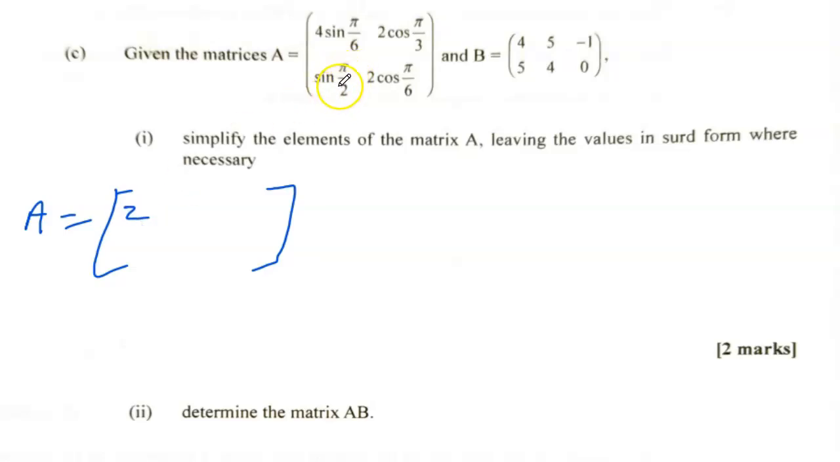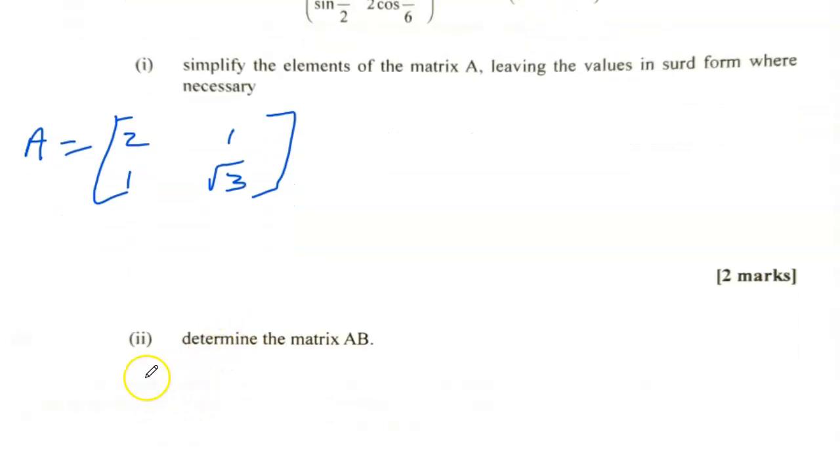Sine pi over 2 is the equivalent of 90 degrees, and sine 90 is 1. Pi over 3 is the equivalent of 60 degrees, because 60 is half, and 2 times half is 1. And then pi over 6, that's 30 degrees, so cos 30 is root 3 over 2, times 2, so that's root 3. Alright, so that's A, simplified.